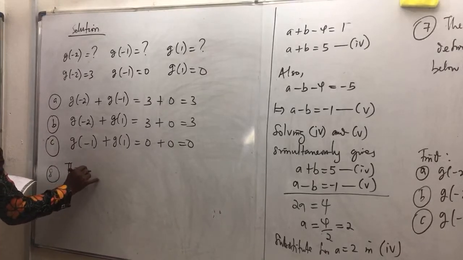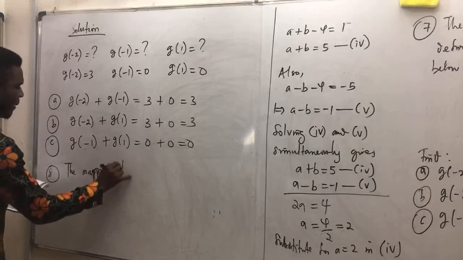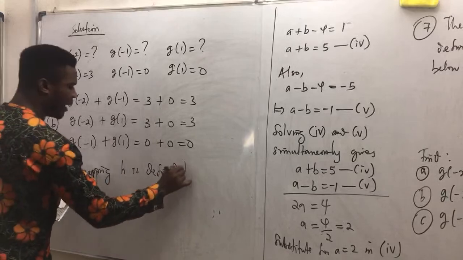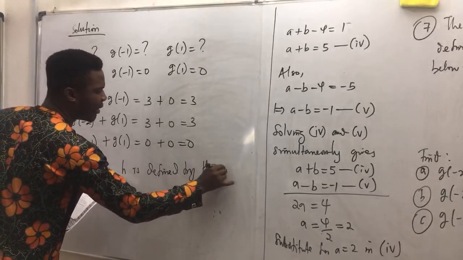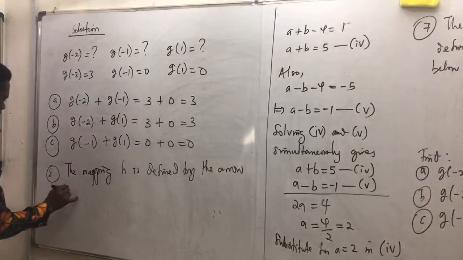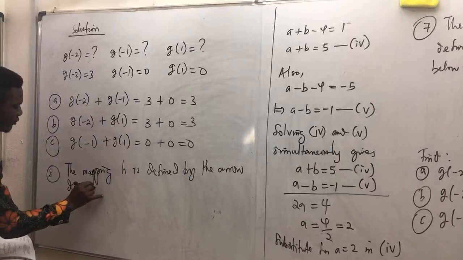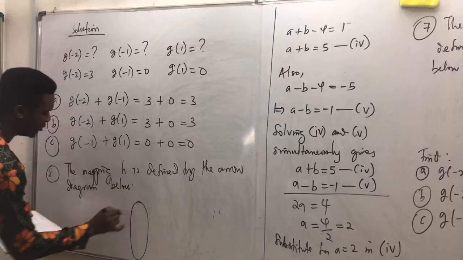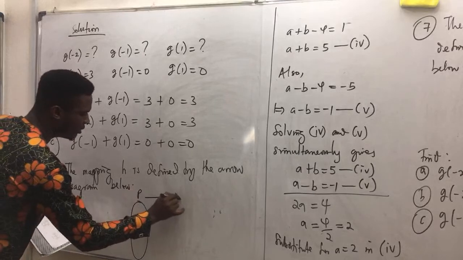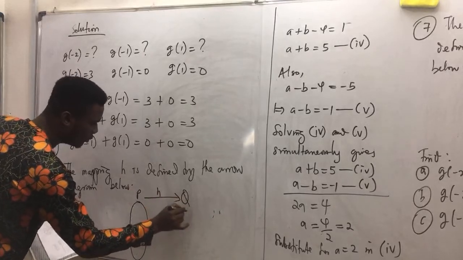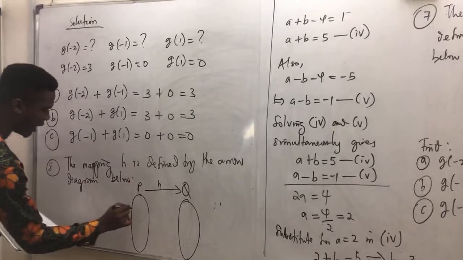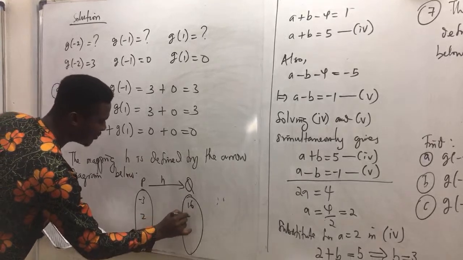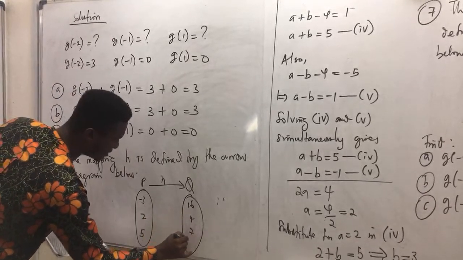Problem 8 says the mapping H is defined by the arrow diagram below. So what's our arrow diagram? We have P, H into Q. We have this arrow diagram. We have -3, 2, and 5. And we have 16, 4, 7, and 8.